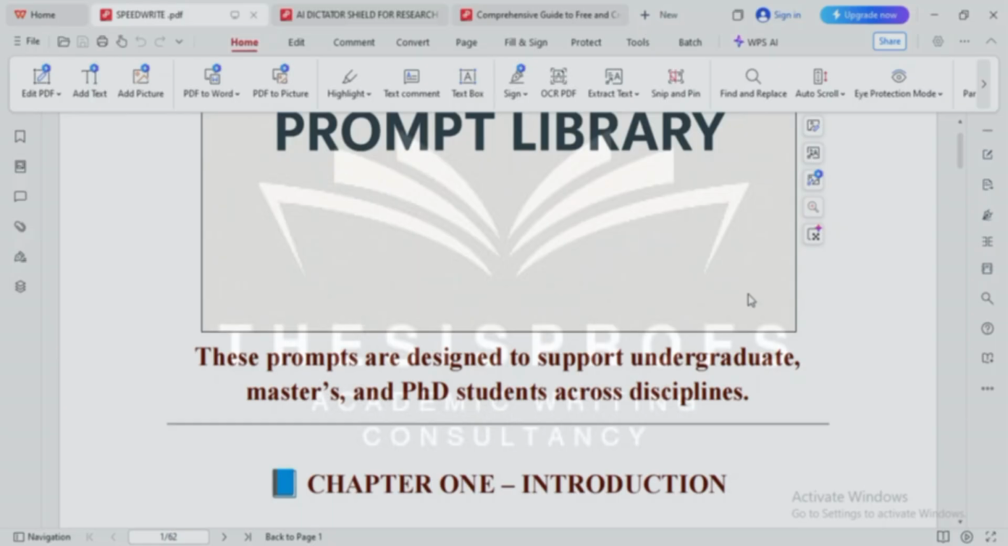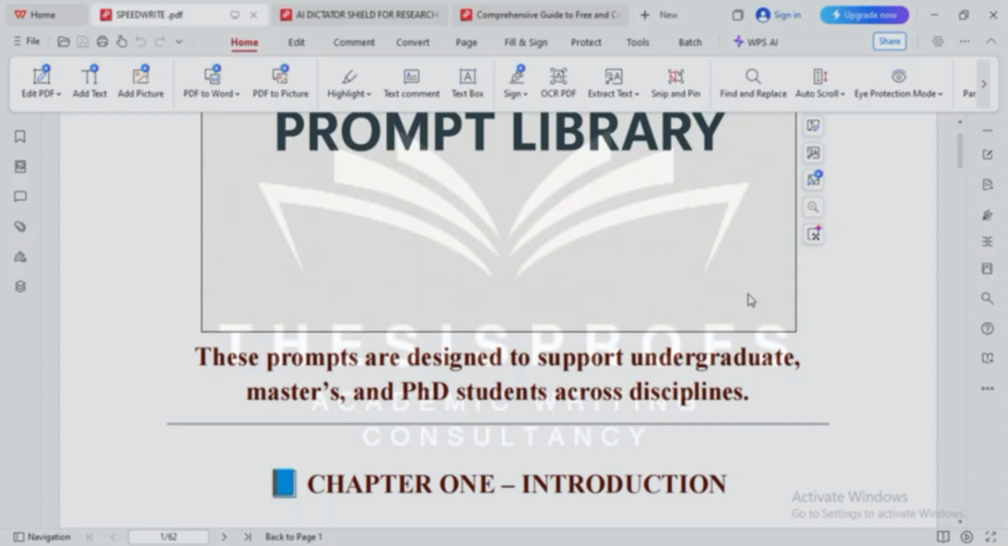I hope you got that. These AI tools are not your ghostwriters. They are not your writers. They're not just writing for you. They are assisting you to get your organization right, get your structuring right, and get everything properly well structured. However, and listen carefully.